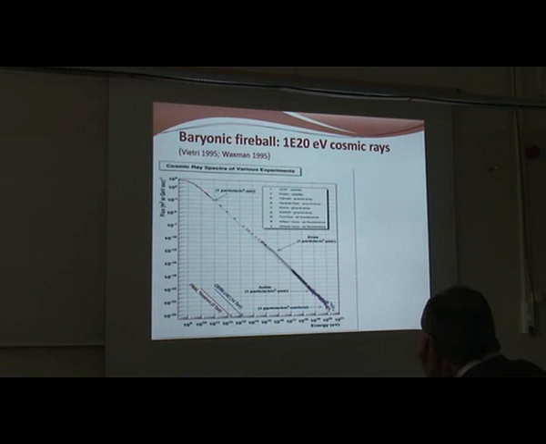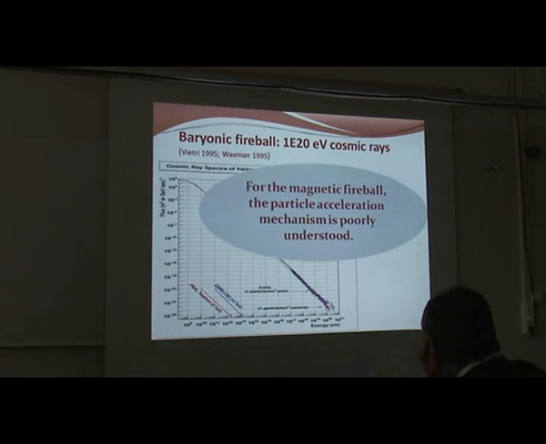Because of the huge luminosity and the really large Lorentz factor, gamma-ray bursts may be able to accelerate protons to ultra-high energies. For the standard internal shock model in the baryonic fireball, the acceleration process is relatively better understood. But for the magnetic fireball, we don't know whether the protons can be accelerated to such a high energy.